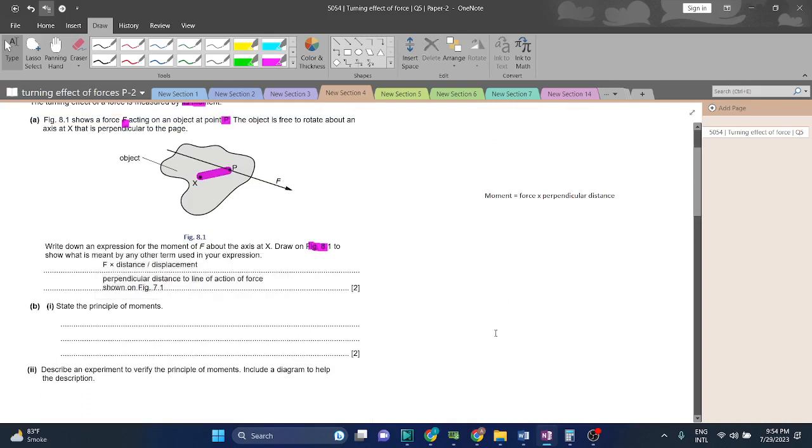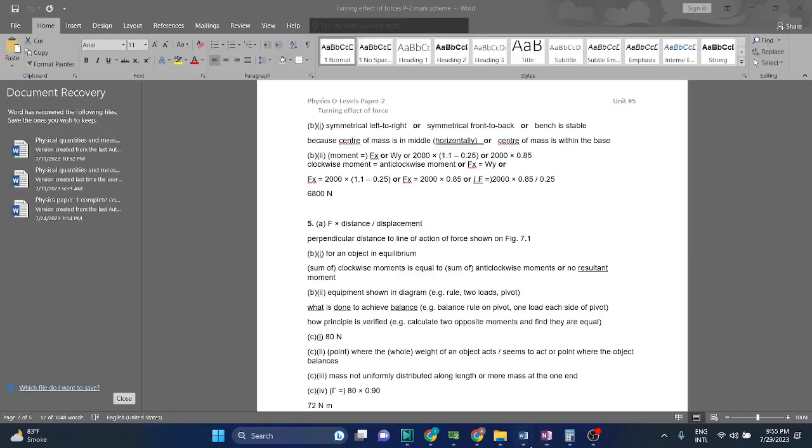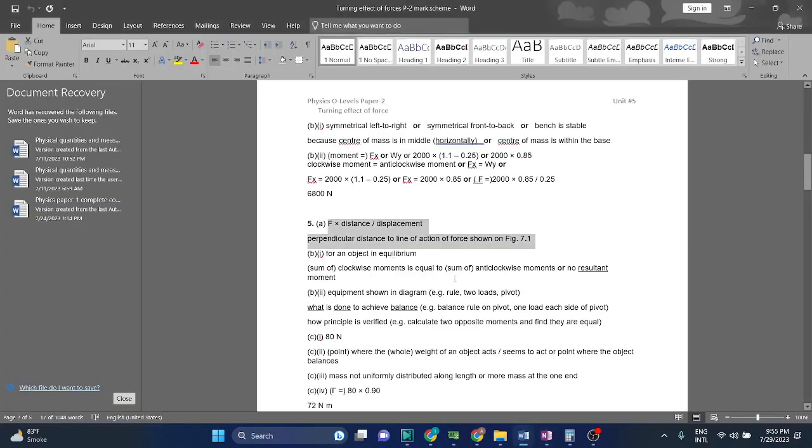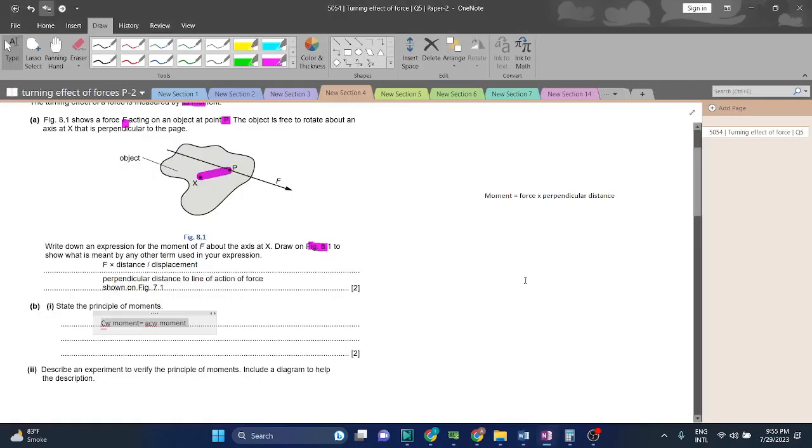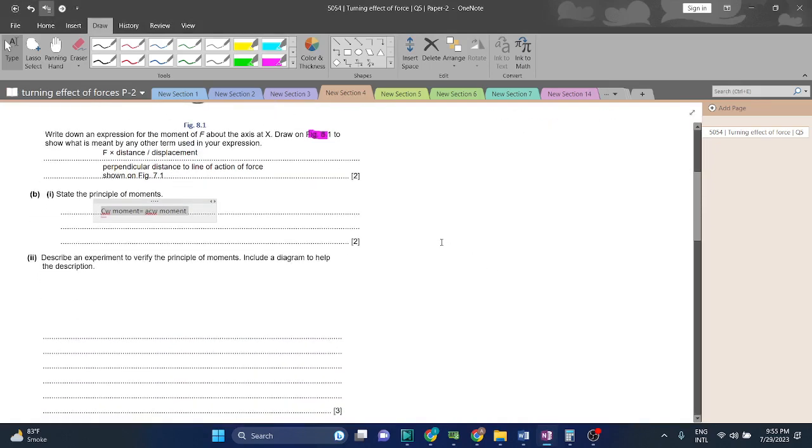State the principle of moments. This is a very easy answer, so memorise it. Clockwise moment equals anti-clockwise moment. Write down: the principle of moments states that the clockwise moment must be equal to the anti-clockwise moment. Let's look once more. For an object in equilibrium, there needs to be no resultant force, and second, there needs to be no resultant moment. Those are the two things that must be fulfilled.